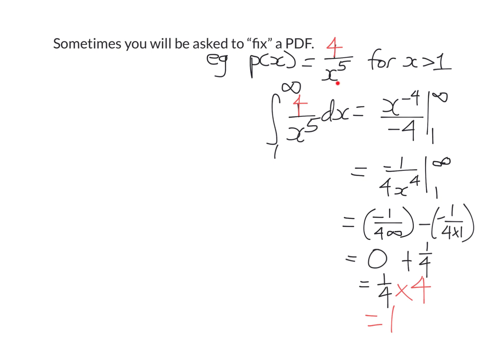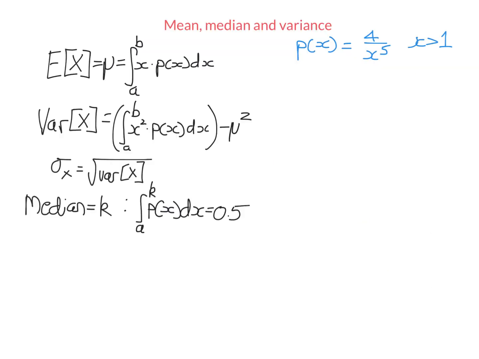Turns out 4 over x to the power of 5 for x is greater than 1 will be a valid PDF. So let's now use this to find the expected value, variance, and median. So these are the formula here for expected value, variance, and median. This is the PDF we fixed up on the previous slide. So to start with, we're going to find the expected value, also called mu. So to do that, you integrate over all possible values of x, and it's x times the PDF.